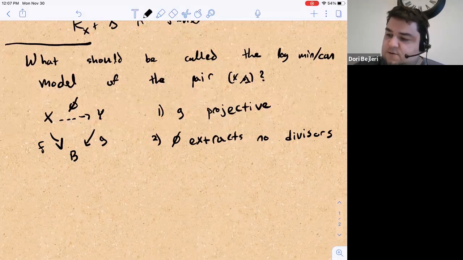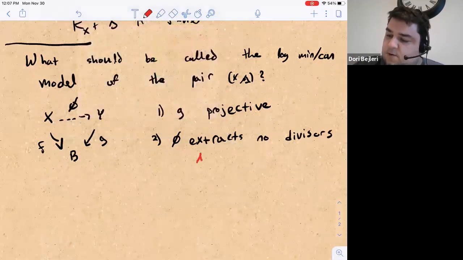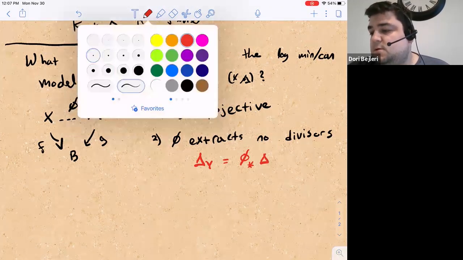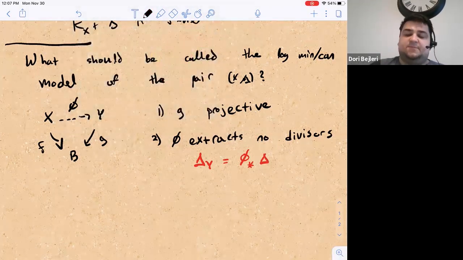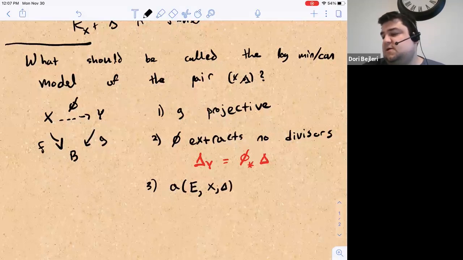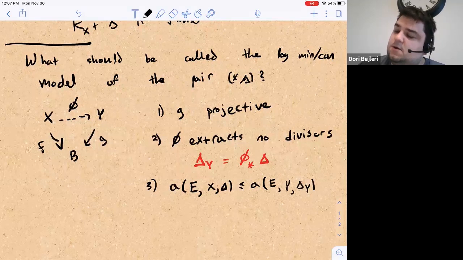And given 2, we can now just define the boundary on Y to be the push forward of the boundary on X. Okay, and now we need to say something about the discrepancies, and this is the important point. So we need to give some condition on the discrepancies. I'll write down the condition, and then we'll discuss multiple reasons why this is the right condition to consider. We want that the discrepancies on X, Delta are less than or equal to the discrepancies on Y, Delta_Y for all phi exceptional divisors.